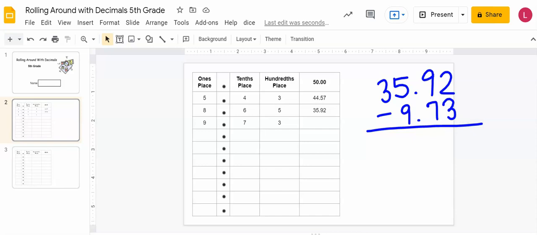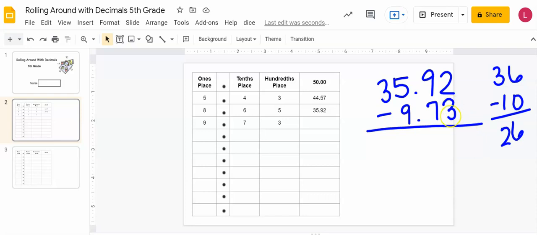Now, I know that's almost 36, and this is almost 10. And so if I have 36 minus 10, then I should get about 26. So let's see if we do that. Notice how I line these decimals up. That way I'm subtracting tenths from my tenths, and my hundredths from my hundredths. So let's go ahead and do that.